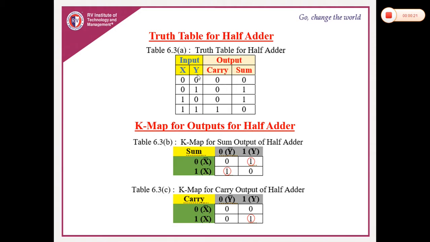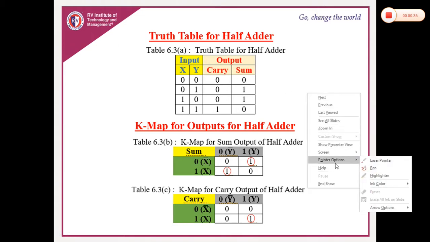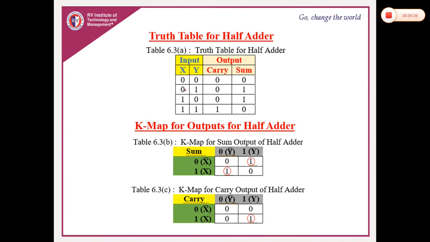Whenever we have two inputs, four combinations are possible, because 2 power n, where n is 2, gives 2 power 2, which is 4. The four combinations 0 0, 0 1, 1 0, 1 1 are the input combinations, and we have two outputs: one is the sum output and the other is the carry output. You can see 0 and 0 is the first input combination. Whenever we add 0 plus 0, we get sum 0 and there is no carry. Carry is also 0.